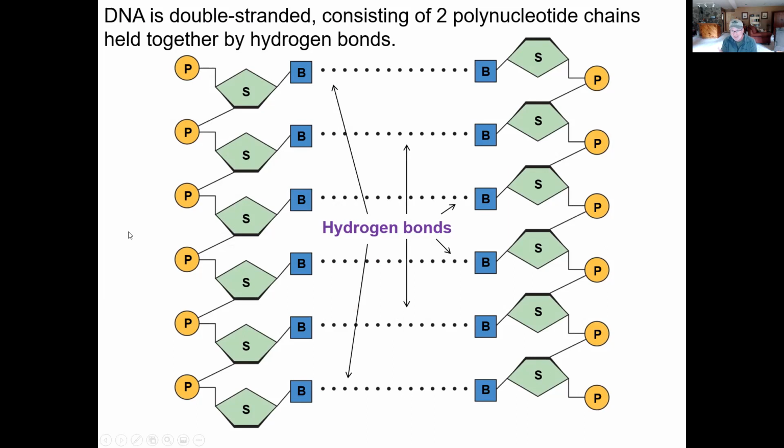So I know this has to be DNA. This cannot be RNA. RNA is single-stranded, a single polynucleotide. In DNA, you have two polynucleotides held together in the middle by hydrogen bonds.